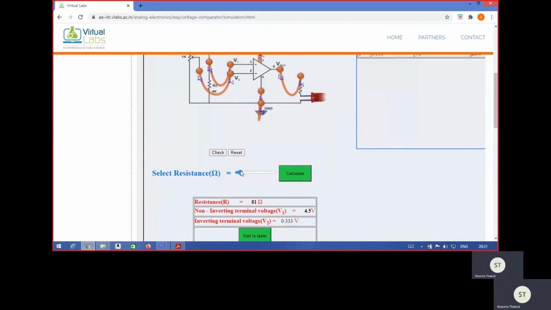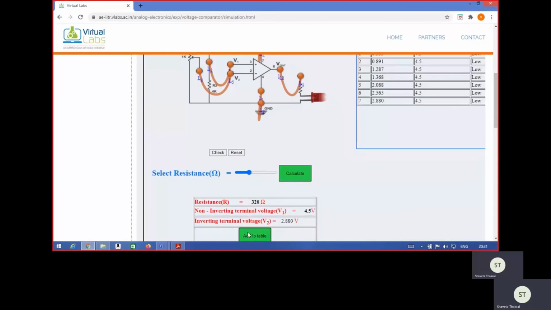So further we can vary this with the help of this slider, calculate and add it to table, then calculate, add it to table, and repeat this several times. We can see here inverting terminal voltage is still less than the reference voltage. Then we can calculate it further and add it to table.